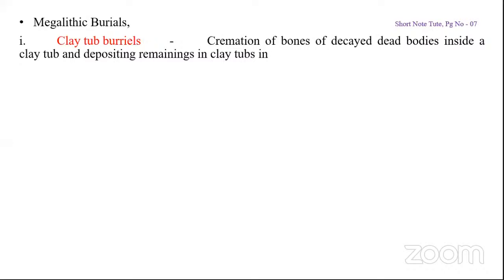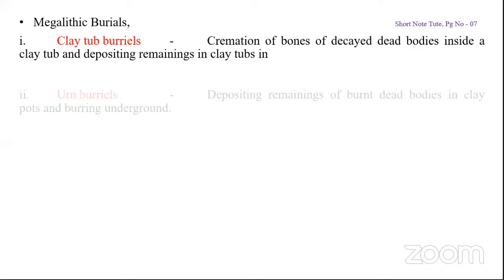After that, the bones were brought back. Bones were kept inside a clay basin, closing the clay basin and keeping some holes for ventilation, and they cremated, they burnt. So that's known as clay tub burials. Clay tub burials was the initial one. Here you can see in this method they are using both methods, burying and burning.